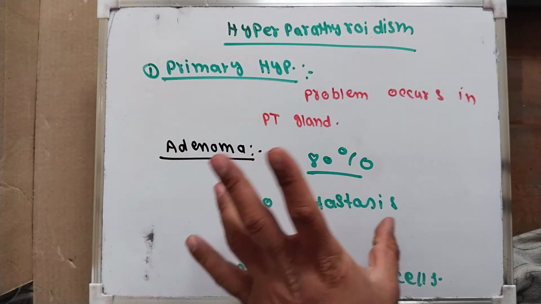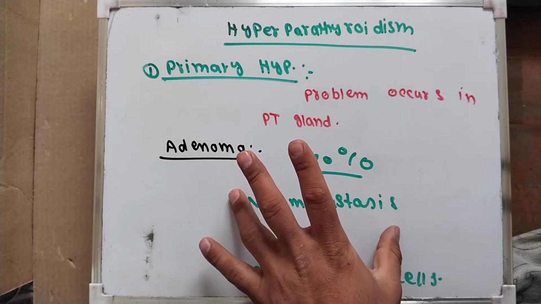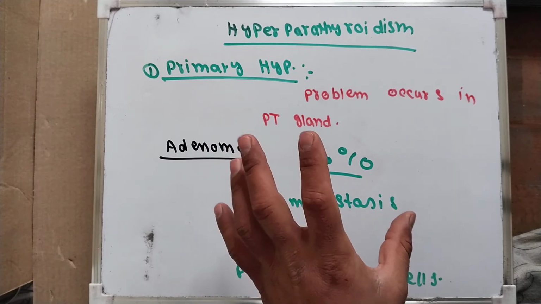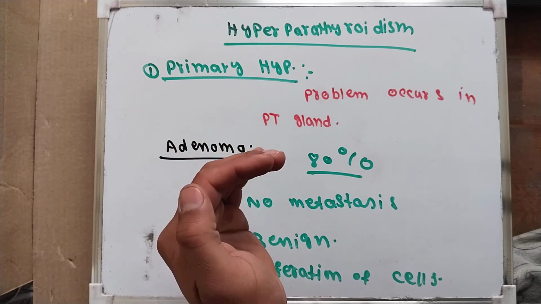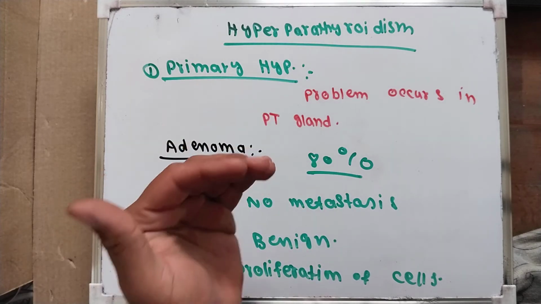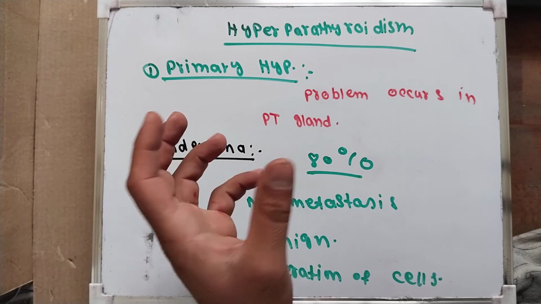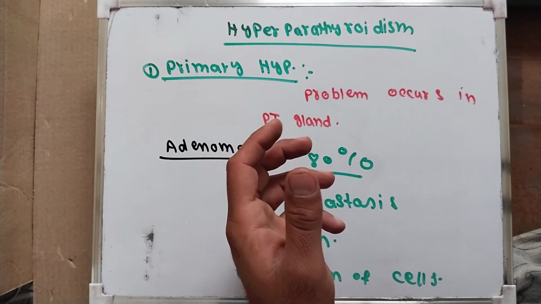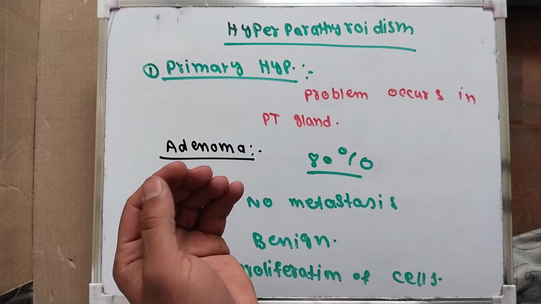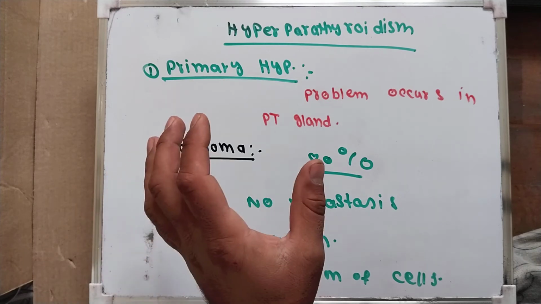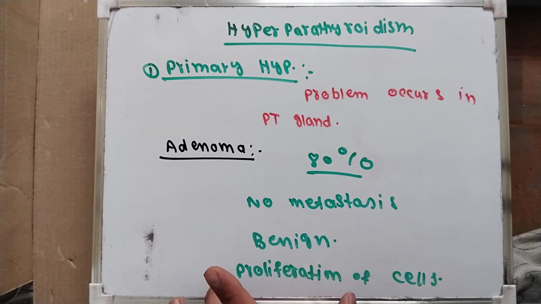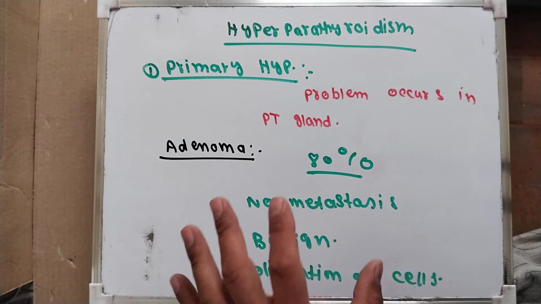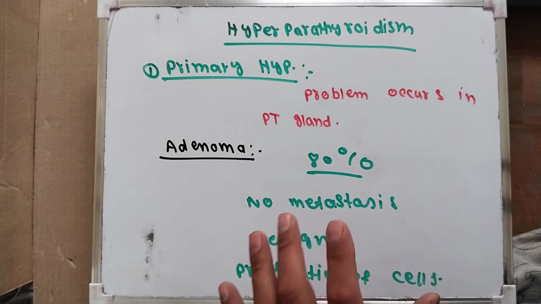And the second thing, no metastasis occurs. What is meant by metastasis? Metastasis means, for example, if cancer occurs in one organ, this cancer spreads to another organ. This process is known as metastasis. There is no metastasis in adenoma. It is benign, which means it is not cancerous, and proliferation of cells occurs in this case.